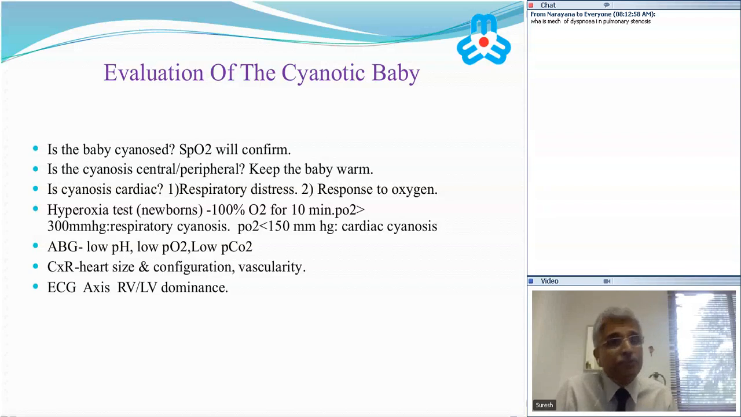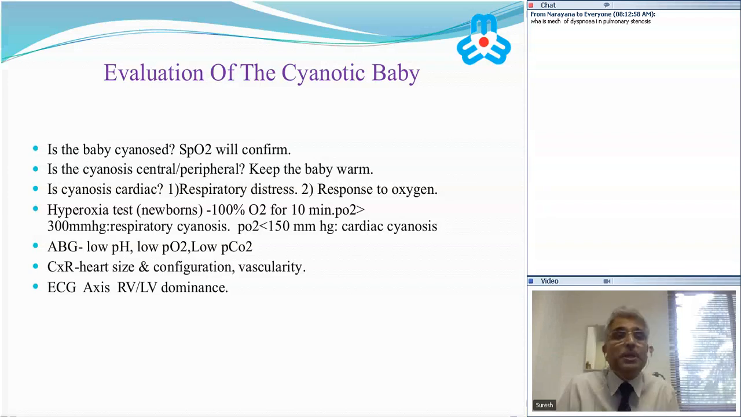We are referring to the hyperoxia test in the newborns, where you administer 100% oxygen for 10 minutes and do an ABG before the start of the test and after 10 minutes. If the initial ABG showed a low PO2 and the second ABG showed that the PO2 rose by more than 300 millimeters of mercury, obviously the heart is not at fault. It has to be a respiratory reason. On the contrary, if the PO2 in response to oxygen is less than 150 millimeters of mercury, the cyanosis is very likely to be cardiac.